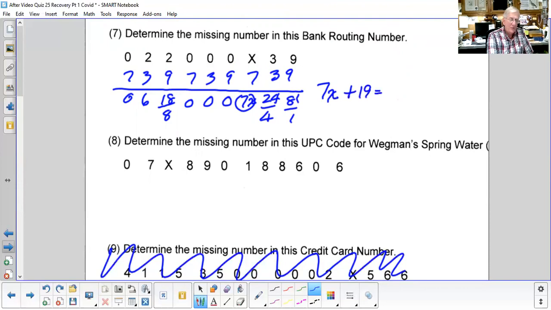Let me add the other way just to make sure I didn't mess up. Well, that 0 should be by itself in front. Sorry. All right, 1 and 4 is 5, and 8 is 13, and 6 is 19.